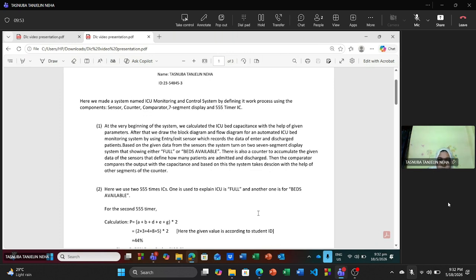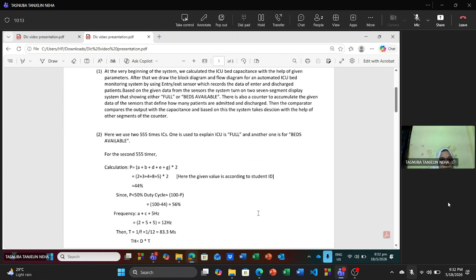There is also a counter to accumulate the given data of the sensors that define how many patients are admitted and discharged. Then the comparator compares the output with the capacity, and based on this, the system takes a decision with the help of the other segment of the counter.